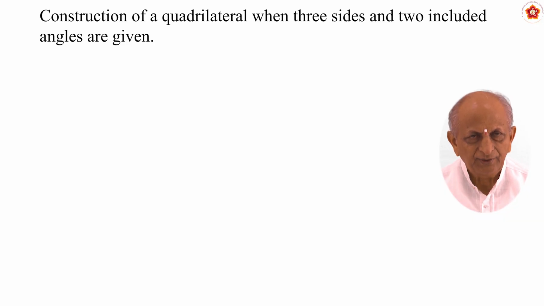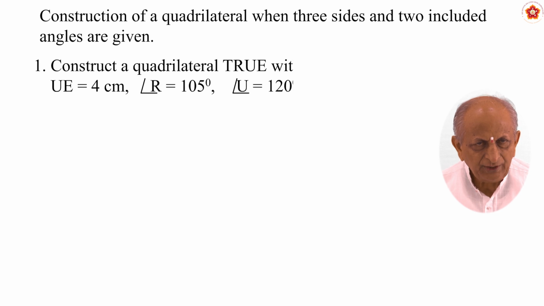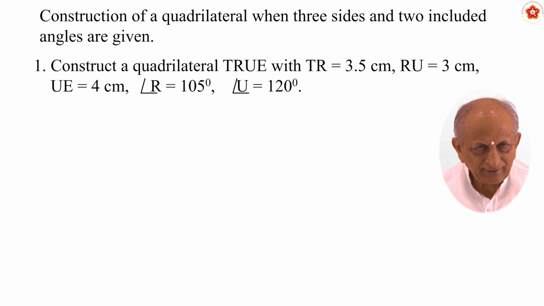Construct a quadrilateral when 3 sides and 2 included angles are given. So what is a quadrilateral? It is a plane figure having 4 sides, 4 vertices and 2 diagonals. Correct? So here is one quadrilateral. Its name is TRUE.